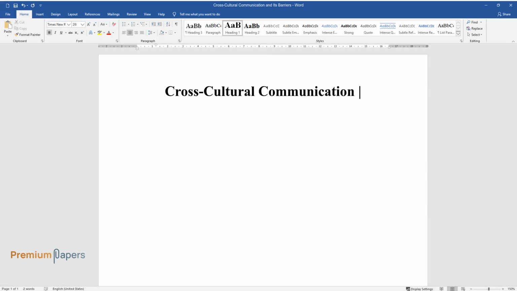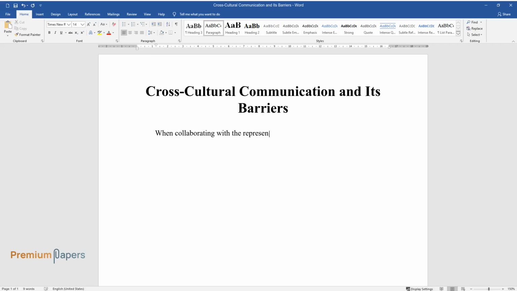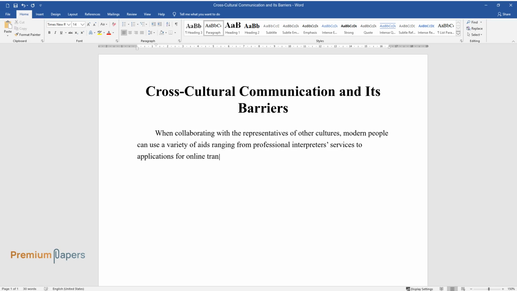Cross-cultural communication and its barriers. When collaborating with the representatives of other cultures, modern people can use a variety of aids ranging from professional interpreters' services to applications for online translation. However, it can be difficult to achieve success without knowing the peculiarities of the interlocutor's culture.